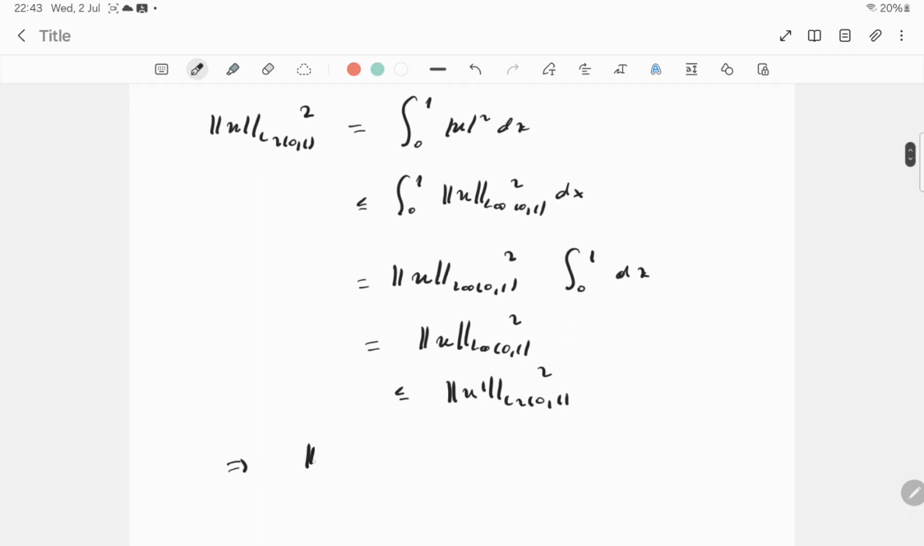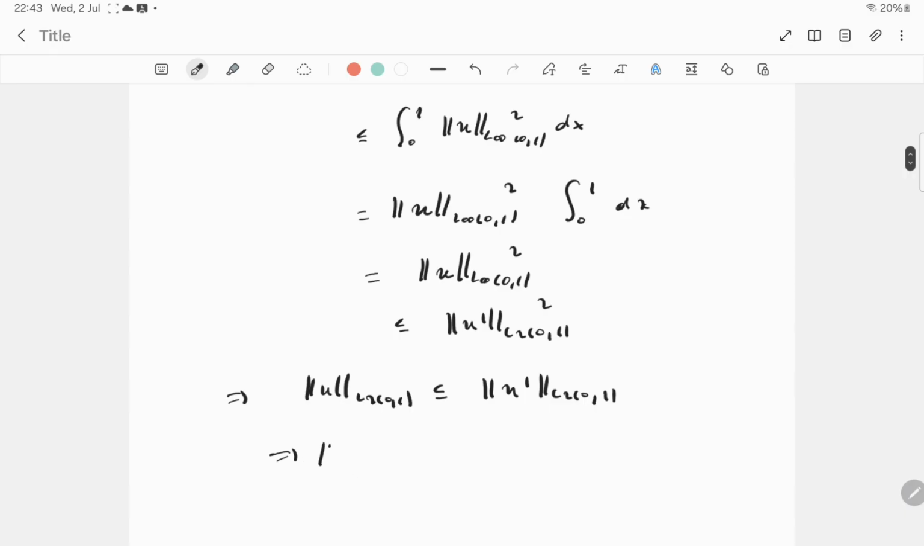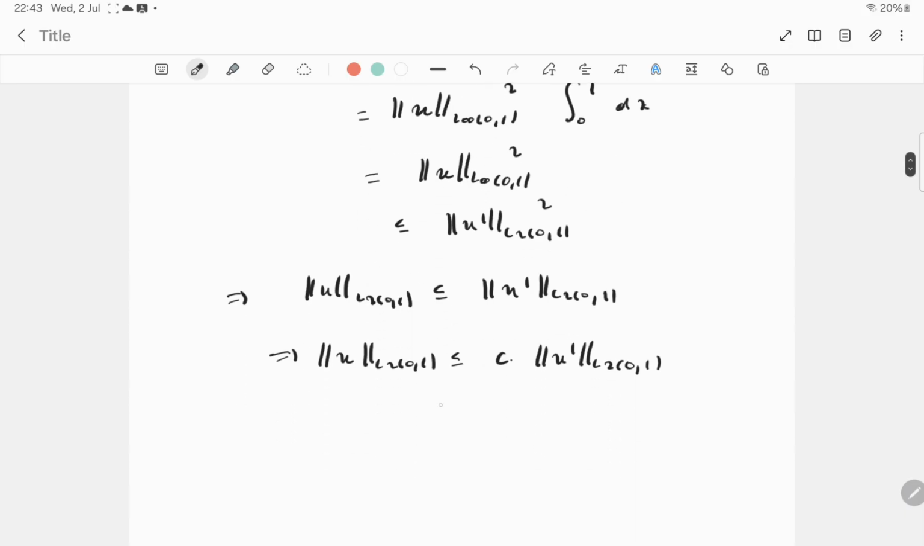And from here it follows that the norm of u in L2 of 0, 1 is bounded by the norm of the derivative in L2 of 0, 1, or this can be written as the norm of u bounded by a constant times the norm of the derivative, where you see here the constant is 1, and that's the end of the proof.